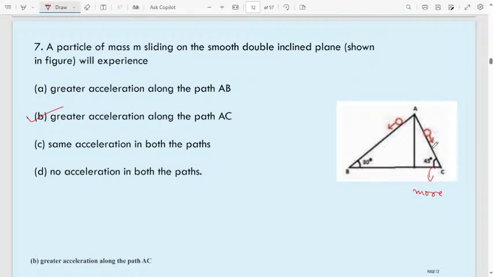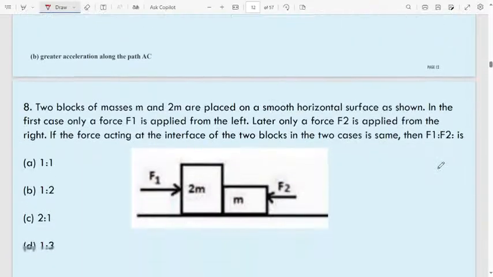Remember, when a question like this is asked in the exam, you have to choose which angle is more. If the angle is more, it is a more steeply inclined plane. Then in that plane the acceleration will be more. Greater acceleration along the path AC because the angle will be more here. Remember that one. Okay. Let us move to the next question.